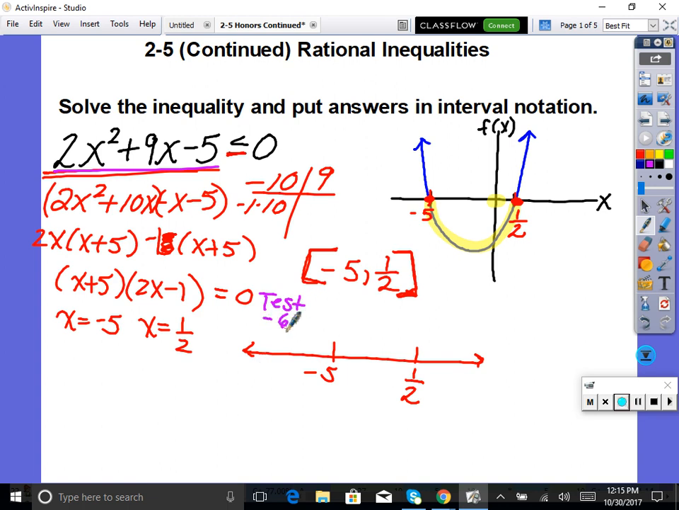So what I would do is plug it into the original. That would be 2 times negative 6 squared plus 9 times negative 6 minus 5. Is that less than or equal to 0? Go, tell me what that is. Everybody help out today. Type it in.